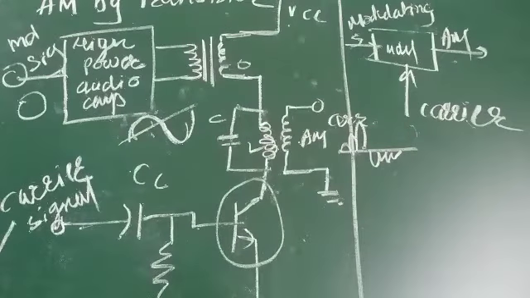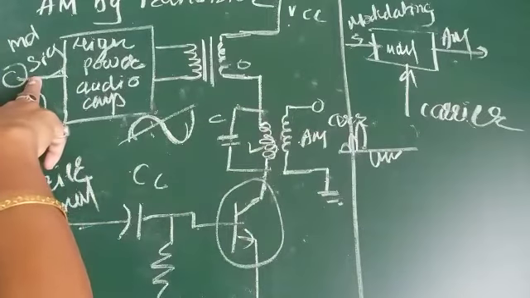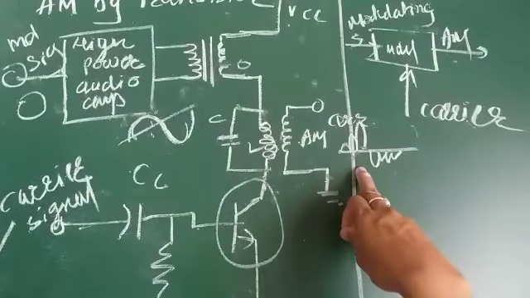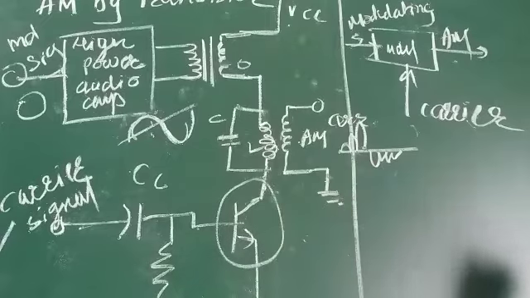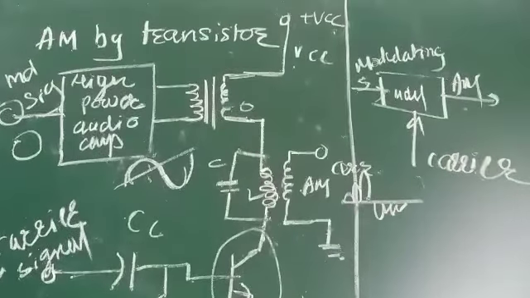So in this way we conclude that the amplitude of the carrier will be changed according to the amplitude of the modulating signal. Hence we conclude that the output is nothing but an amplitude modulated wave. So in this way we have seen amplitude modulation using a transistor.